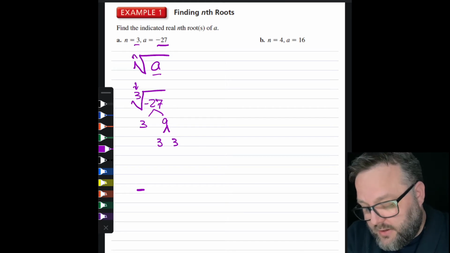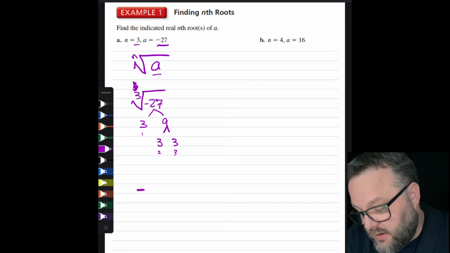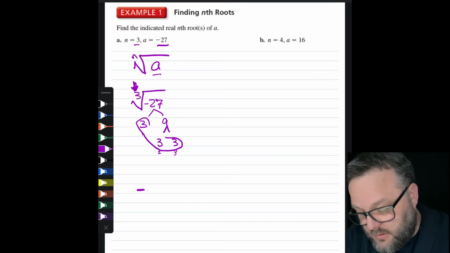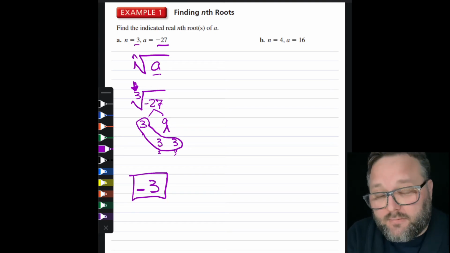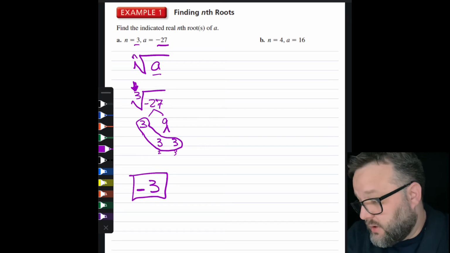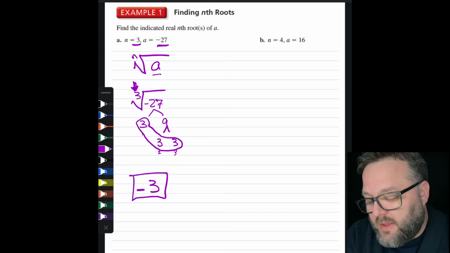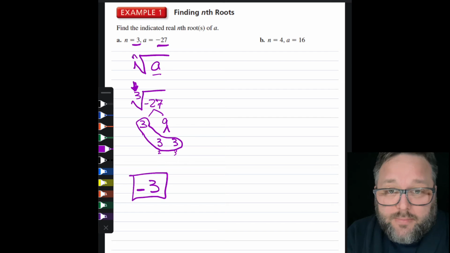So what I notice here is I have 1, 2, 3 threes, and I needed 3 of the same number. So 3 here becomes my answer. But it's not 3 itself. Remember, my answer had to be negative. Okay, so that's what the core concept was saying. It was saying because n is odd and a is negative, my answer has to be negative. If n is odd but a is positive, then my answer is going to be positive, okay?